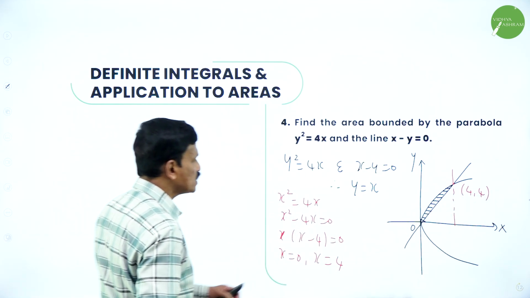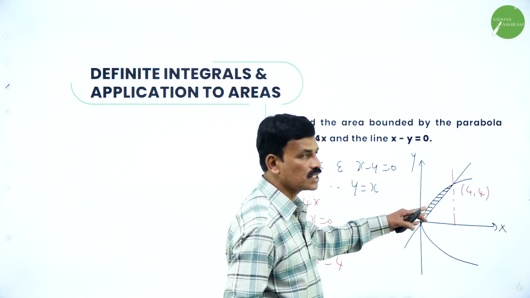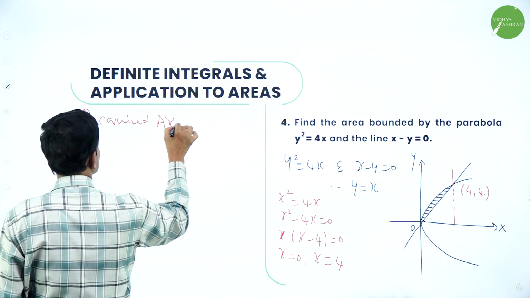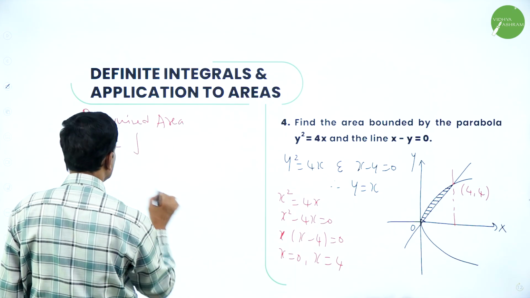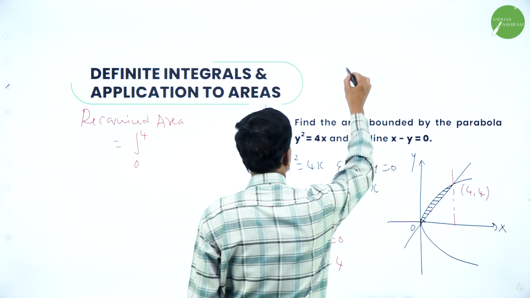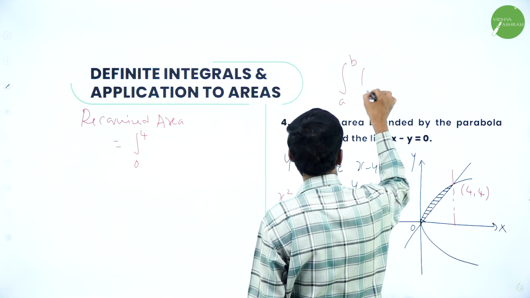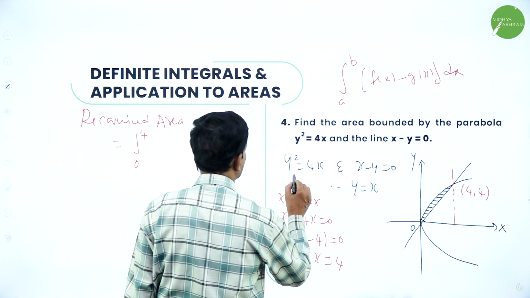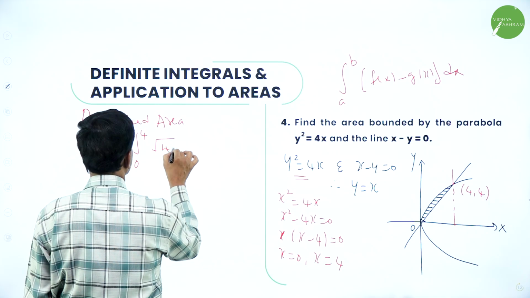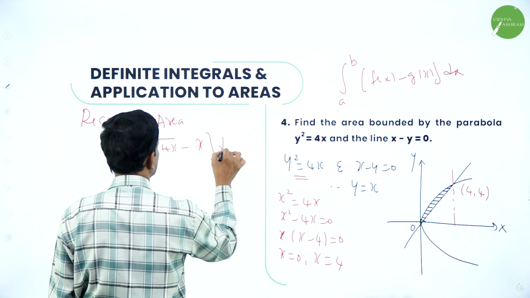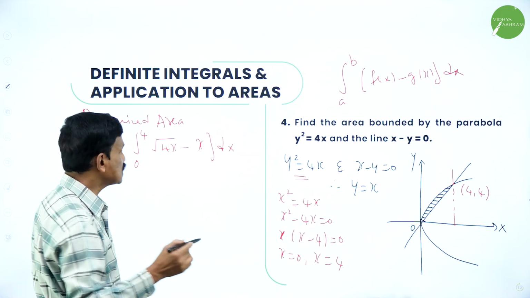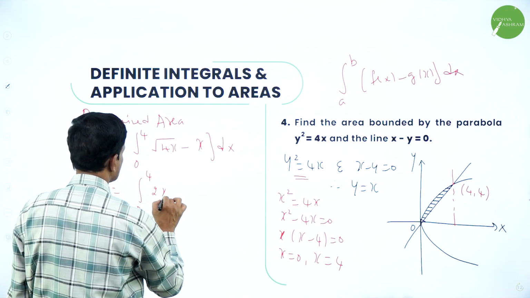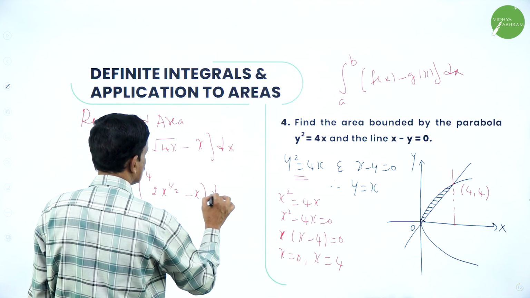So here now just find out how to find the area. The area between these two curves is given by, therefore the required area is equal to integral 0 to 4. So what is the area for this? Integral a to b of f of x minus g of x dx. That's it. Now therefore this is f of x, square root of 4x. So root 4x minus x between the limits 0 to 4. That's it. Now this is equal to integral 0 to 4, square root of 4 is 2, root x is nothing but x to the power of 1 by 2, minus x. Now integrate it.